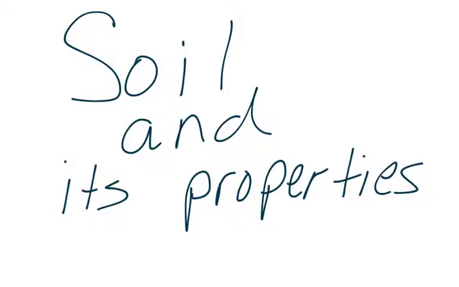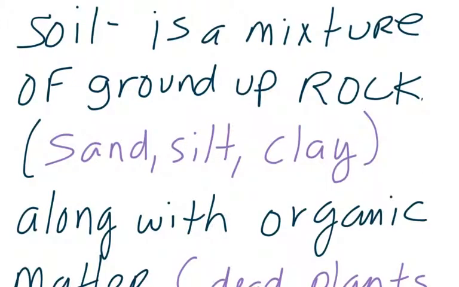Alright, so let's talk about soil and the properties of soil. So when we look at soil, let me put my pointer on, soil is a mixture of ground up rock. And what is that ground up rock you're talking about? Sand, silt, and clay are going to be most of those things that'll be ground up to make soil. Most of those rocks that you'll see ground up.